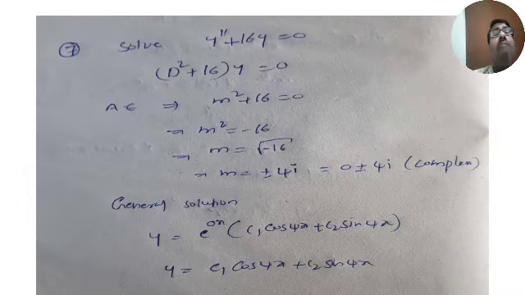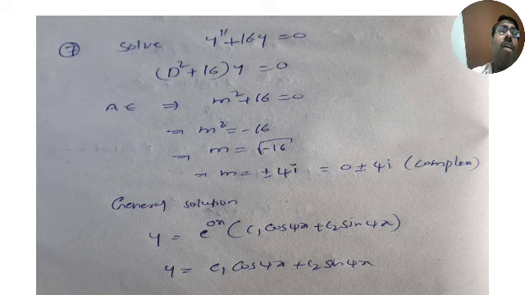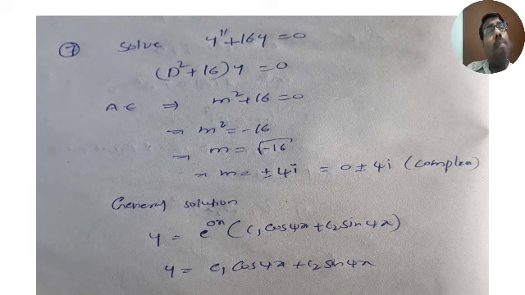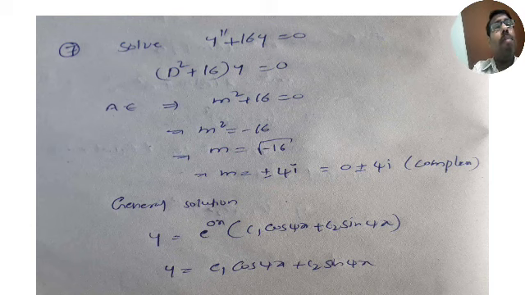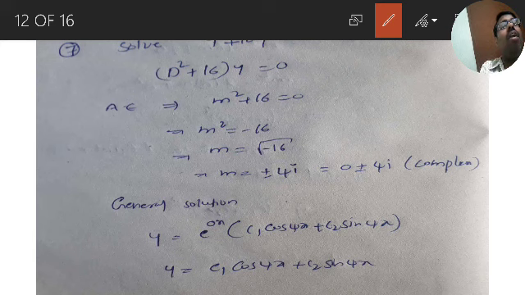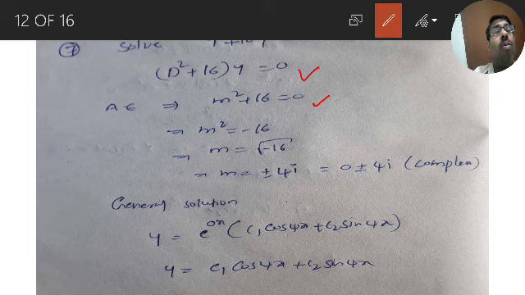What is given? Solve y double dash plus 16y is equal to 0. y double dash means y double prime, or y double dash is d square y by dx square, another notation. So a problem may come in any notation. You have to know all notations: y double prime, or y double dash, or y2, or d square y by dx square. Now write the operator form: D square plus 16 of y is equal to 0. Now write the auxiliary equation: m square plus 16 is equal to 0.